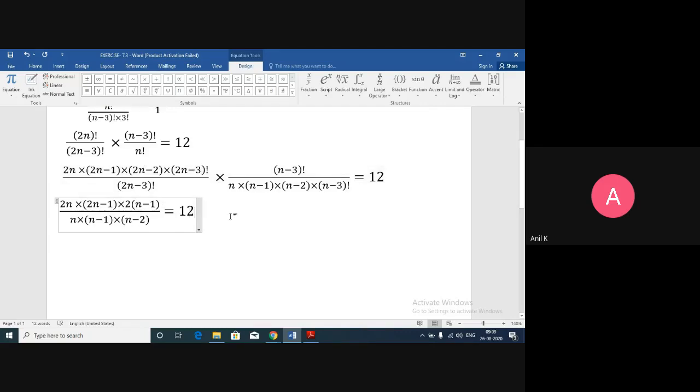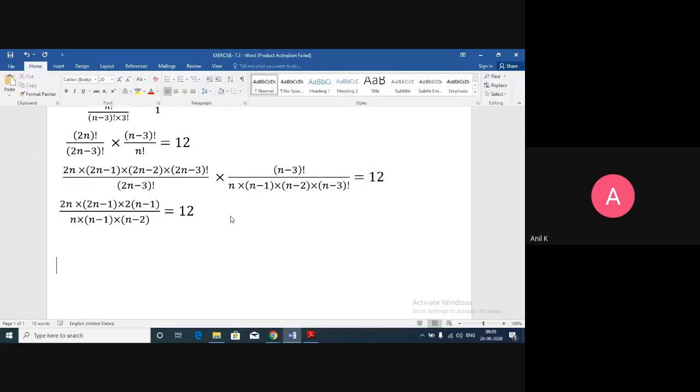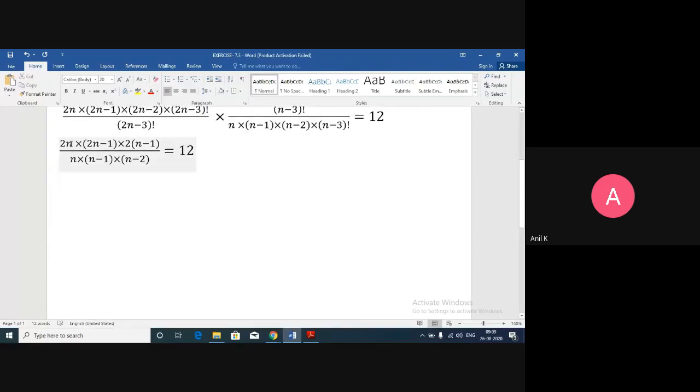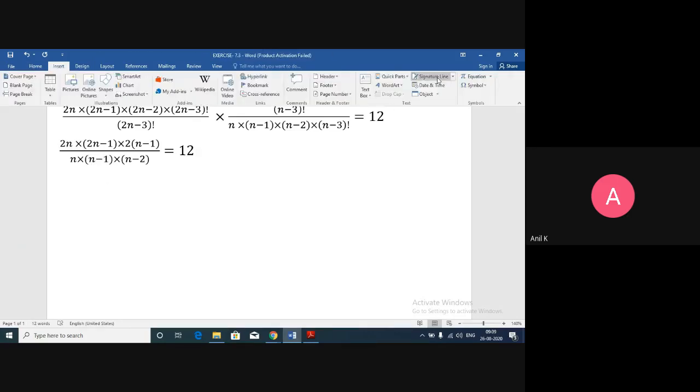So finally we are going to get a quadratic or cubic equation which we have to solve. Here you see many things are getting cancelled. n is getting cancelled because in the numerator n is multiplied and in the denominator also n is multiplied, so both n will get cancelled. Here n minus 1 in the numerator and the denominator also n minus 1 will get cancelled. Let me write out what is left.